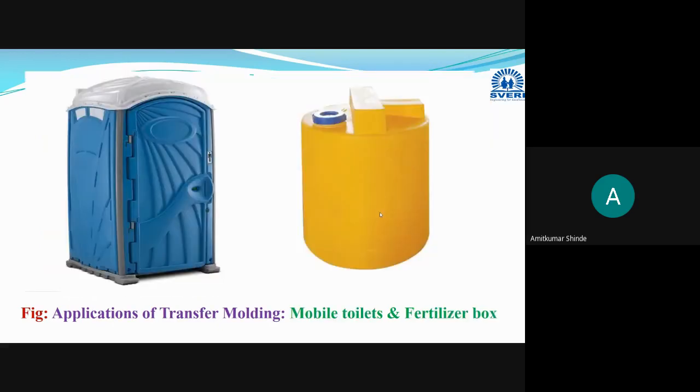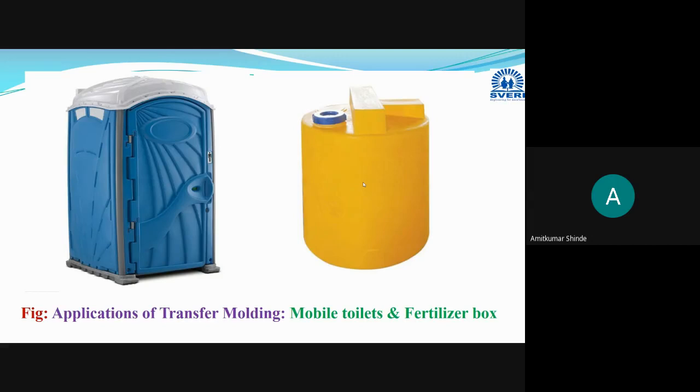Then another application: this is the mobile toilet, or movable toilet. You can move it from one place to another. These kinds of toilets are becoming very popular nowadays. Then this fertilizer box is used in the agriculture field. These are manufactured with the help of this molding process only.